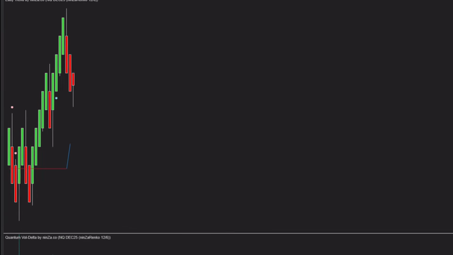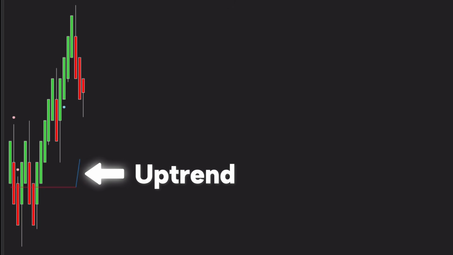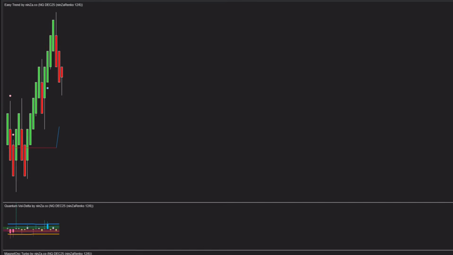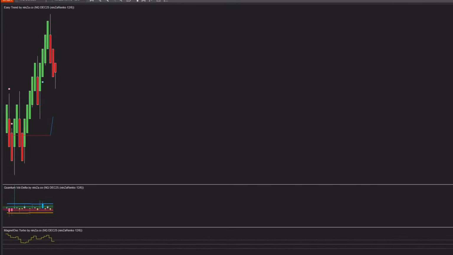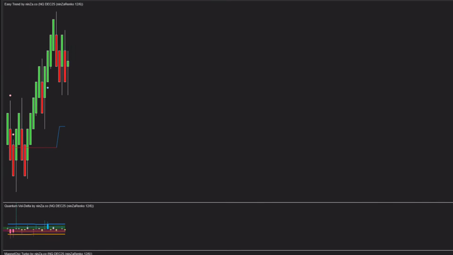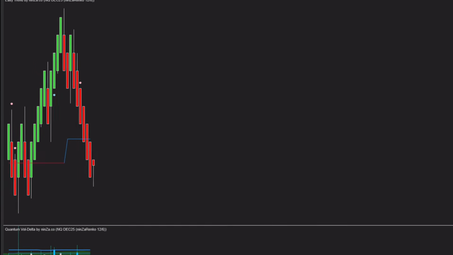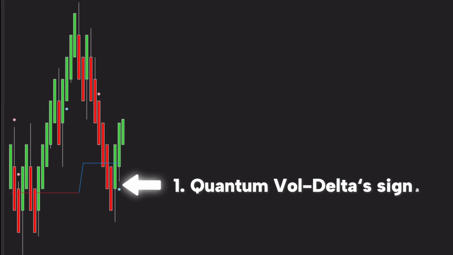The very first factor we need to pay attention to is the trend. Take a look at the chart. Right now, the market is in an uptrend, and you can clearly see this through the trend plot from Easy Trend. Next, this is the moment where we're going to wait for a buy signal. If you take a closer look at the chart, you'll notice a candle forming that suggests buying pressure is starting to show up. At first glance, this may look like an opportunity, but I want to emphasize, you shouldn't rush into a trade just yet.